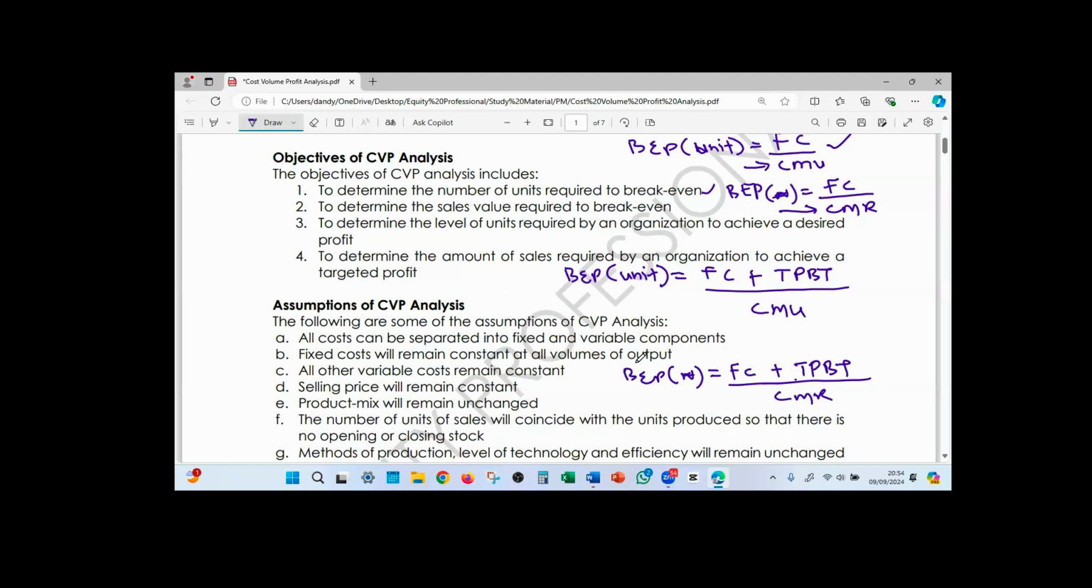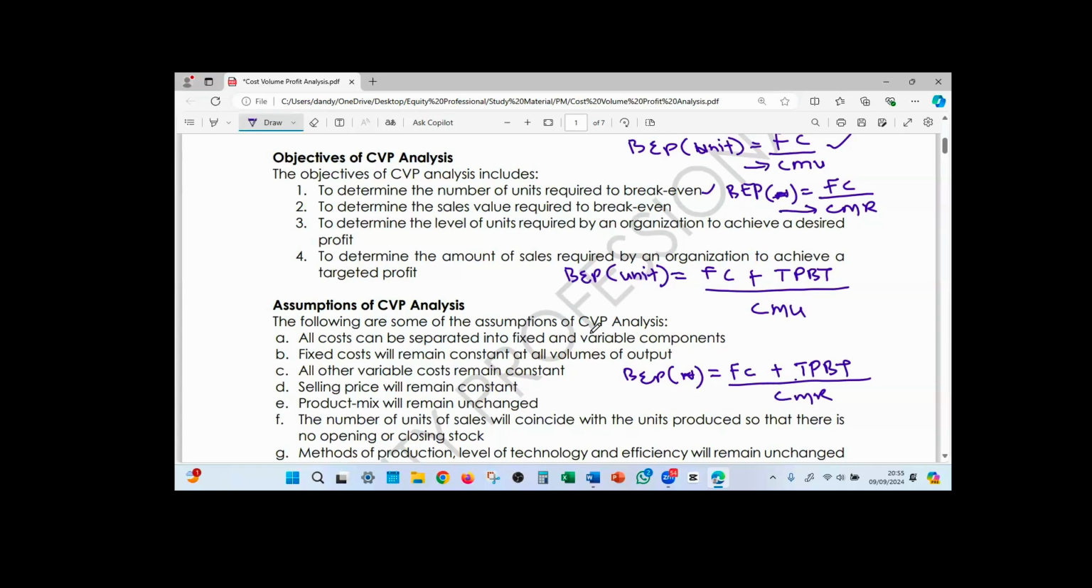Now, at all times, the targeted profit to earn must be profit before tax. But in some instances, the examiner may give you profit after tax. You don't use profit after tax to calculate break-even points. Therefore, you need to convert the profit after tax to profit before tax.